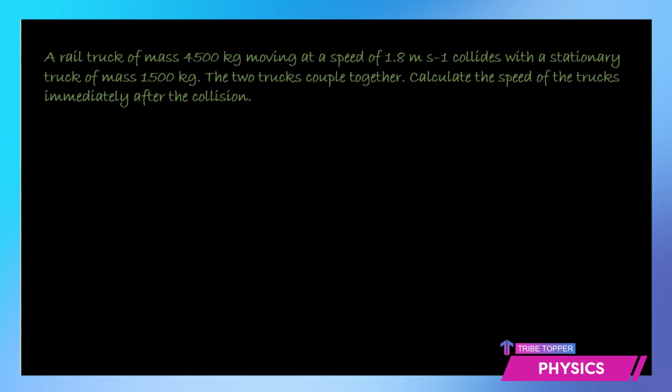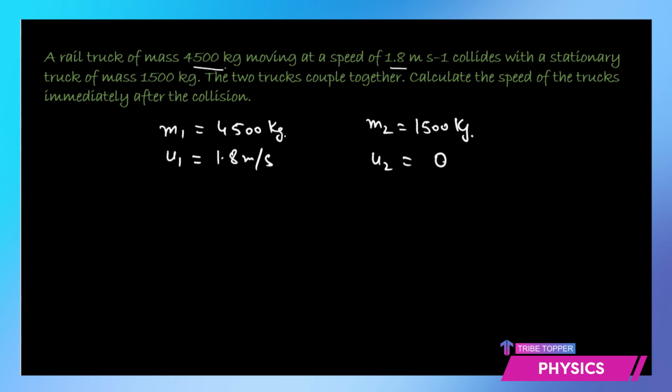Here we have one more example. A rail truck of mass 4500 kg moving at a speed of 1.8 meters per second. So I have a mass m1 of 4500 kg and an initial speed u1 of 1.8 meters per second. It collides with a stationary truck of mass 1500 kg, and since it's stationary, its velocity is 0. Afterwards, once they collide, the two trucks couple together. Calculate the speed of the trucks immediately after the collision. So they want us to find v. I won't say v1 and v2 because they couple together, so they are going to move as one body.